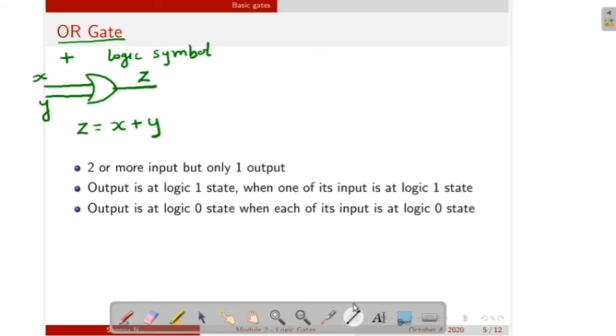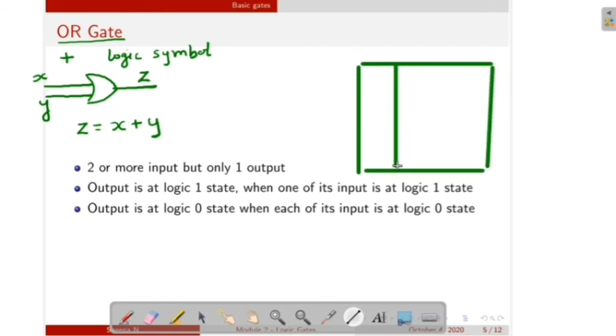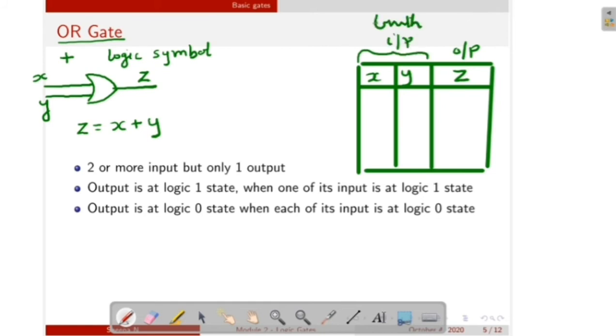So we can draw the truth table for this OR gate. Here also only 2 inputs and 1 output. The inputs are X and Y, and Z is the output. So here is the output and here it is the input. So this is our truth table. Here there are 2 inputs, so we have 4 input combinations: 0 0, 0 1, 1 0 and 1 1.